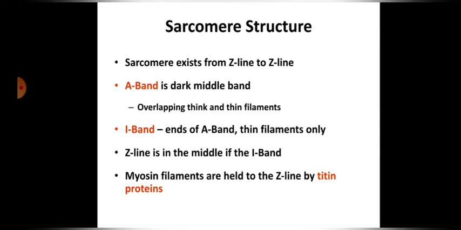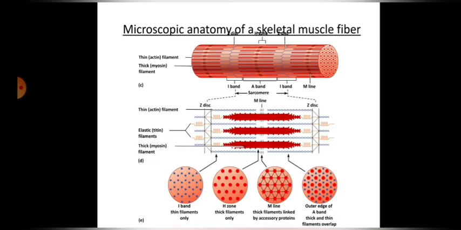The sarcomere structure. Sarcomere exists from Z line to Z line. The A band is the dark middle band. It is overlapping thick and thin filaments. The I band: at the ends of the A band, thin filaments only make up the I band. The Z line is in the middle of the I band. Myosin filaments are held to the Z line by titin proteins.